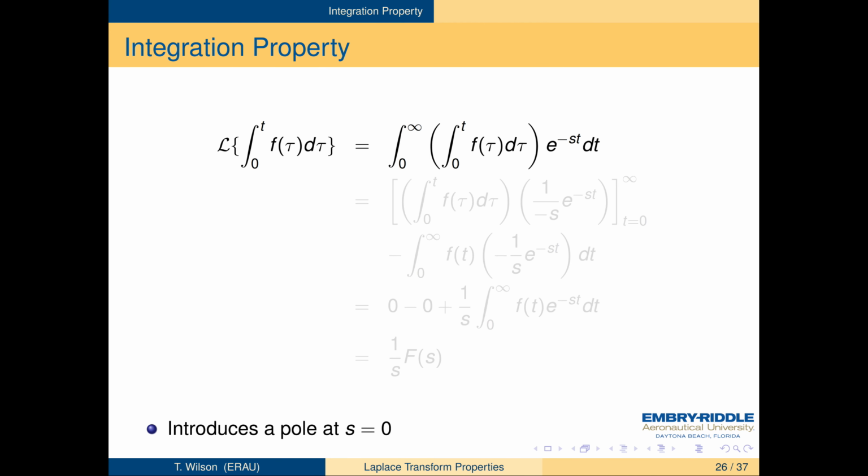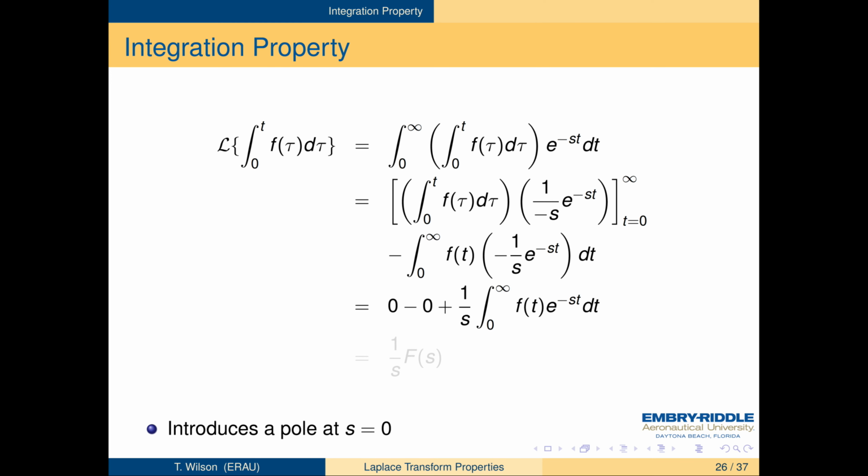Integration property. If we multiply by s when we differentiate in time, what do you think happens in the Laplace domain when we integrate in time? Consider the unilateral Laplace transform of an integral between 0 and time t of a waveform f with dummy variable of integration tau. We integrate by parts with u being the integrated waveform, whose derivative is the waveform itself, and dv being e to the minus st dt.